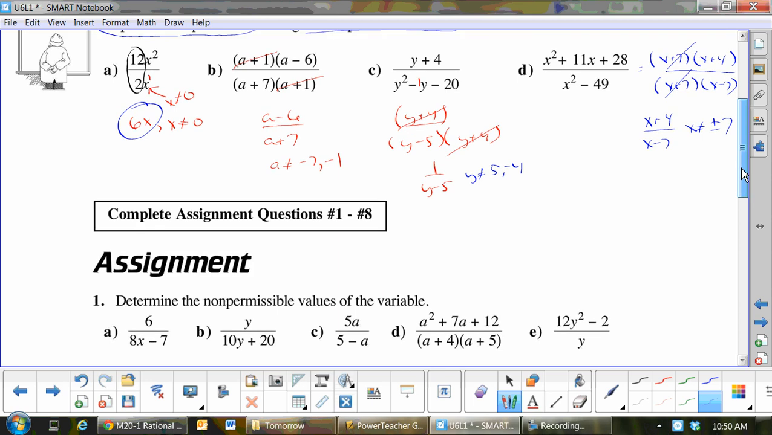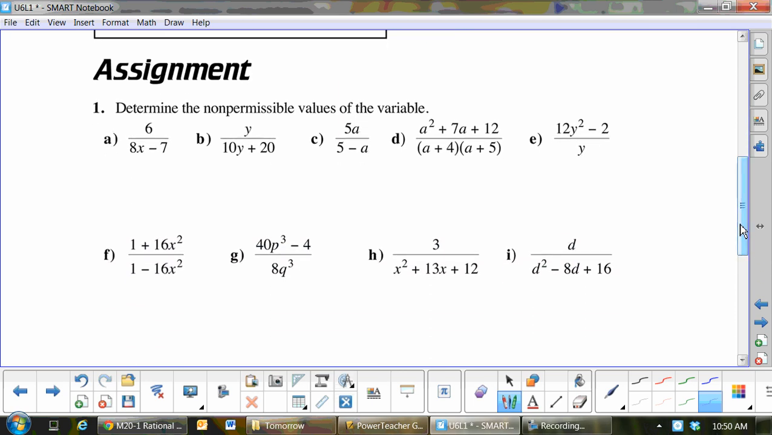Okay. So I just want to talk about, on the assignment, number 1. Number 1 says determine the non-permissible values. So in other words, I just want to look at what makes the bottom ever equal 0. This one did not ask me to put in simplest form. Number 2 does. So number 2 I have to do just like the examples, but number 1's even easier. Basically, I have to know that this cannot ever equal 0, right? That's what you're going to do with every one of them.